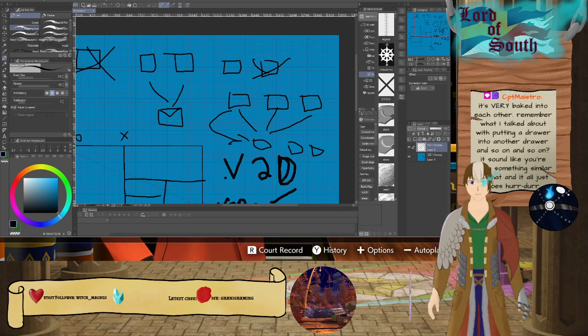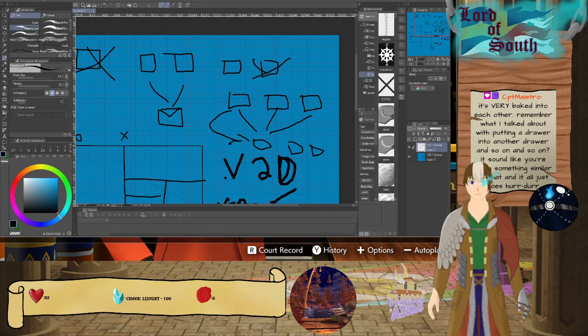Remember what I talked about with putting a drawer into a drawer and so on and on? It's like you're doing something similar to that and it all just goes wrong. I wouldn't say that. What I have is basically a paper I cut. If I have a full paper, I cut it in one part. Then I don't need a full paper, I need both halves. So I don't think I'm doing it in that way, that I go from drawer to drawer to drawer.